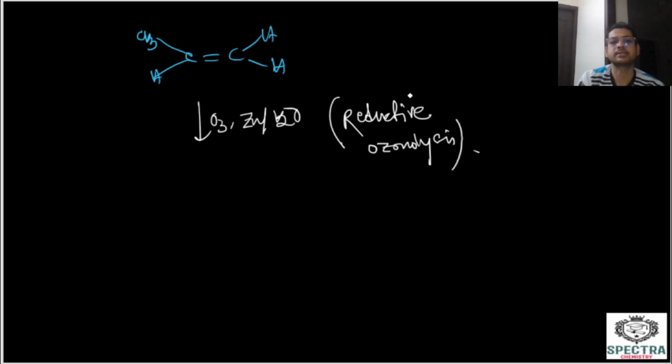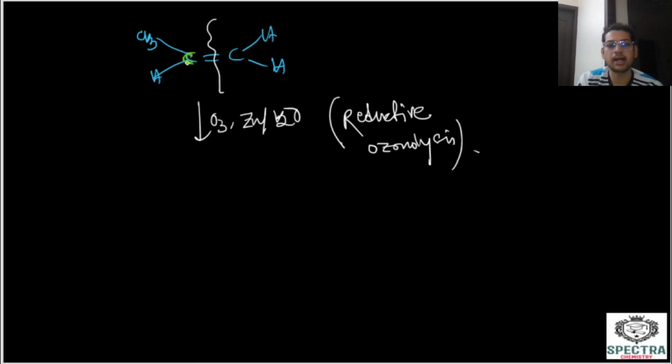And if I do the reductive ozonolysis, what you have to do? You just break the bond from the middle part. Again, what you have to do? Break the bond from the middle part. Sir, if I break the bond from the middle part, then some problems are arising.